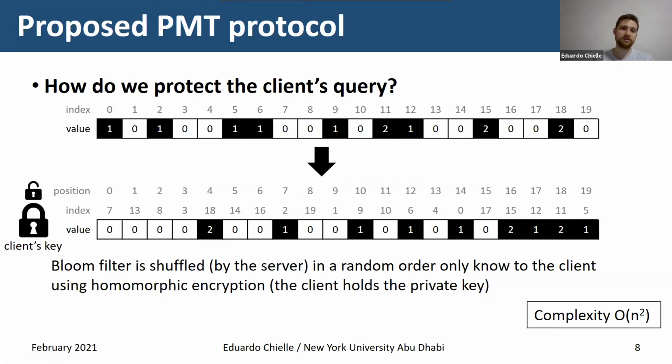This effectively will create another layer of indexation, which we call position. So these positions are in plain text, and they go from 0 to the size of the Bloom filter. And then now we have the indices in this encrypted form, in an order that is only known to the client. And the values are according to these indices and not according to these positions.